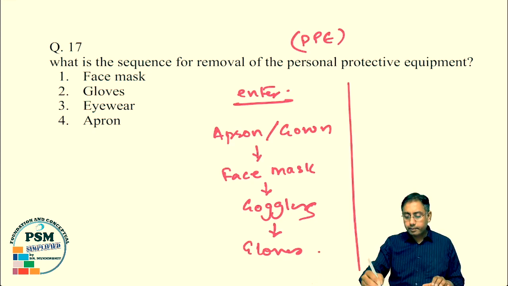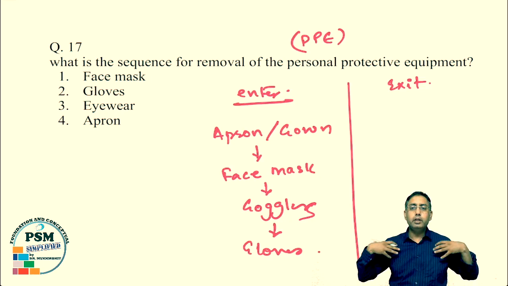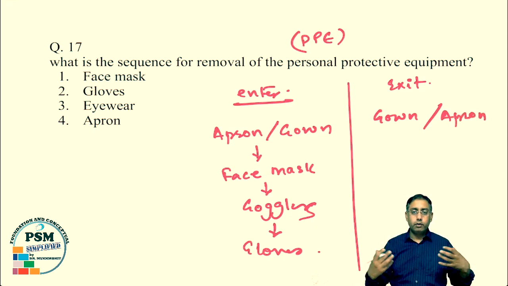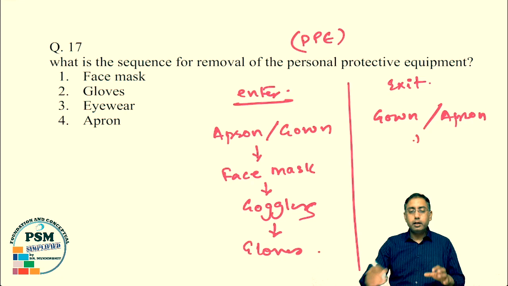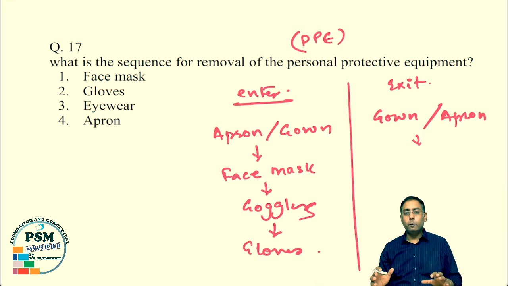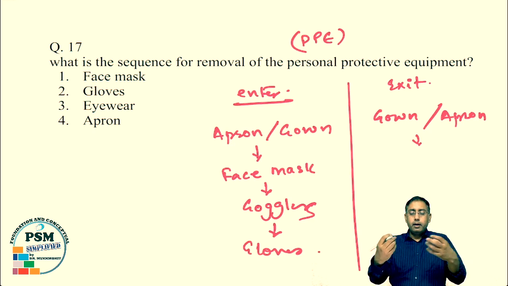Now, once you are exiting, how do you take them off? There are a couple of ways in which we can take them off. Let me not discuss too many ways. The WHO has its own way, the CDC has its own way, but in a nutshell, the combined criteria is, first you need to take out the bigger thing. First you need to take off the apron or the gown. The gown or the apron is taken off along with the gloves. In both criteria, the nutshell is that you need to take off the apron.